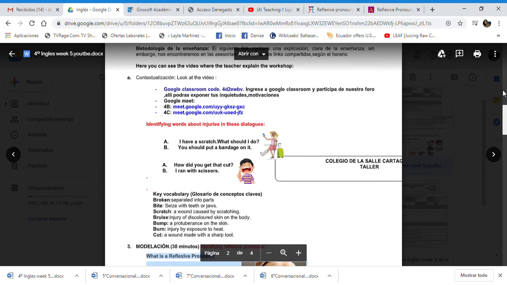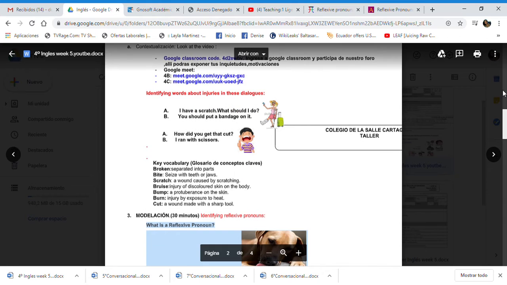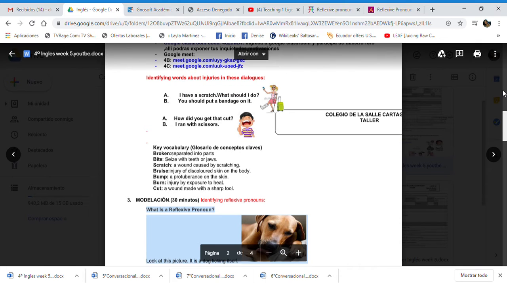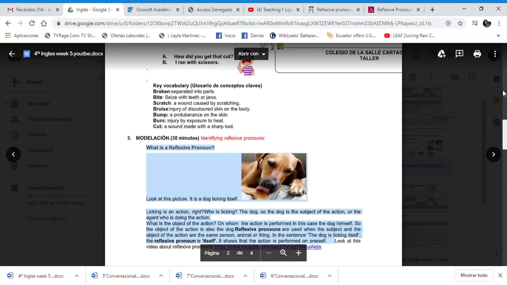Identifying words about injuries in this dialogue. I have a scratch. What should I do? You should put a bandage on it. How did you get that cut? I ran with scissors.